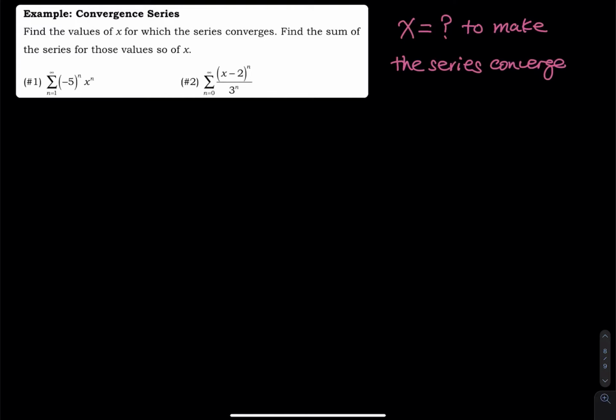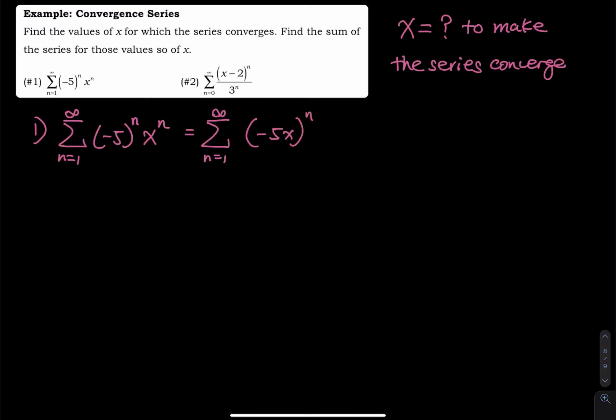Let's take a look. Number one, we have the sum, n goes from 1 to infinity, of negative 5 raised to the n and then x to the n, right? So we have an exponent. I will be thinking about the geometric series. Since they are both raised to the same power, that will be negative 5x raised to the n power. Then this is a geometric series, and the ratio is equal to negative 5x.